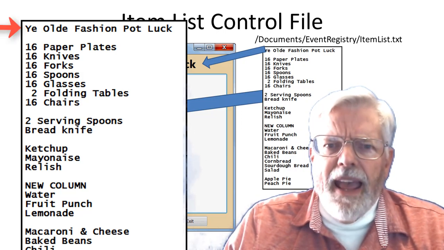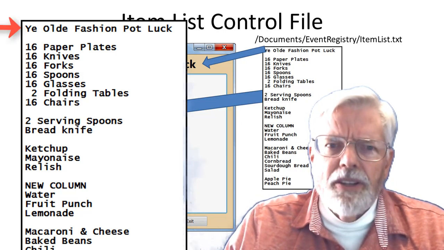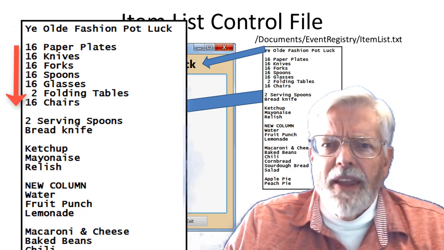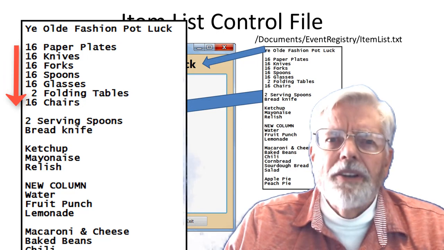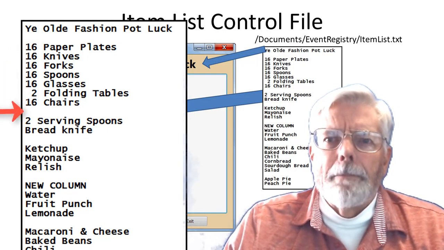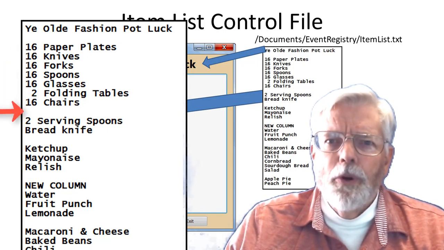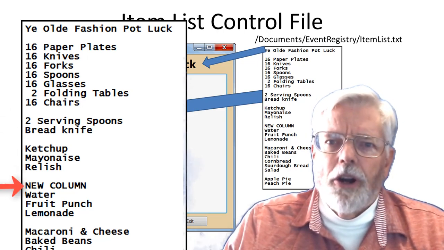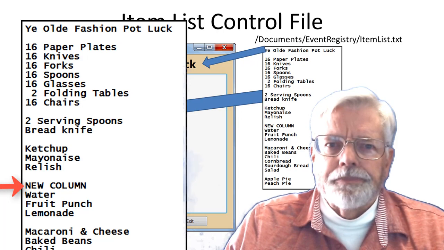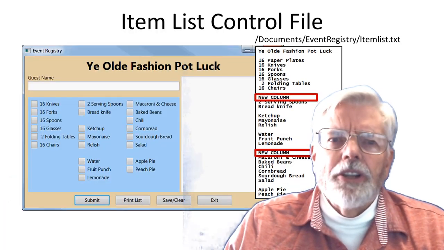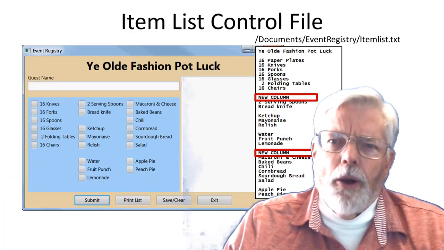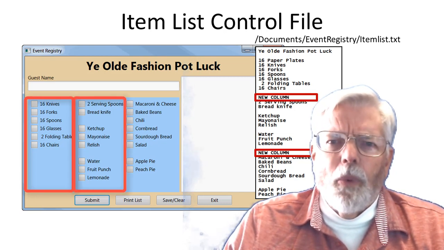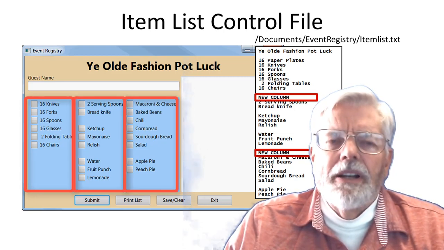The first line has the title that will be displayed at the top of the GUI form. Each line of the text after that has an item that will be displayed with a checkbox. Blank lines can be used to separate groups of items, and a line with the words New Column will start a new column on the display. By using the JavaFX Grid layout pane, columns can be easily added to the GUI form with very little effort.